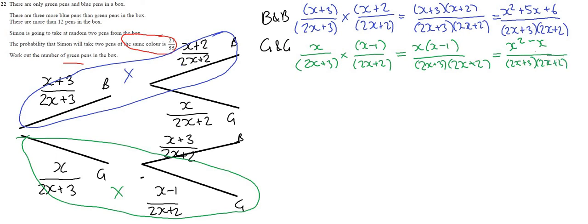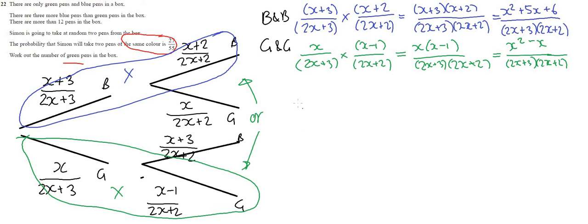Now you can see these two have the same denominator. That's why I've left them like that. So now, to get the probability, what I need to do is add these two, because it can be this path or it can be this path. So now we're going to add them together.